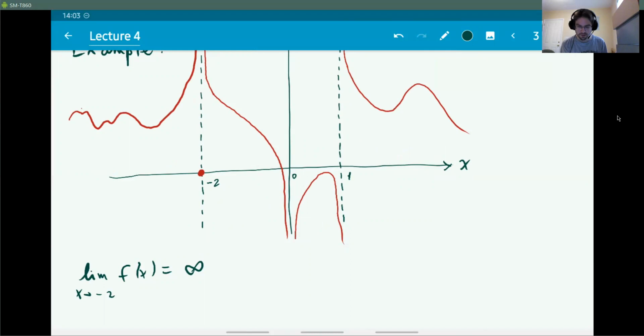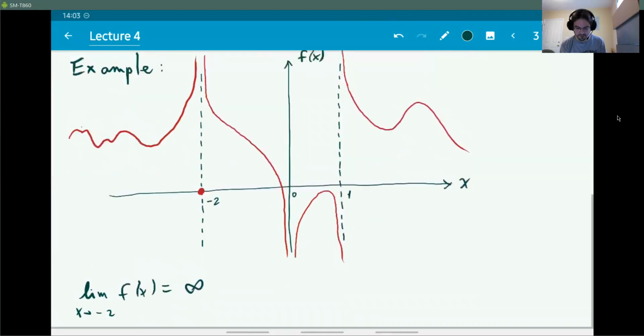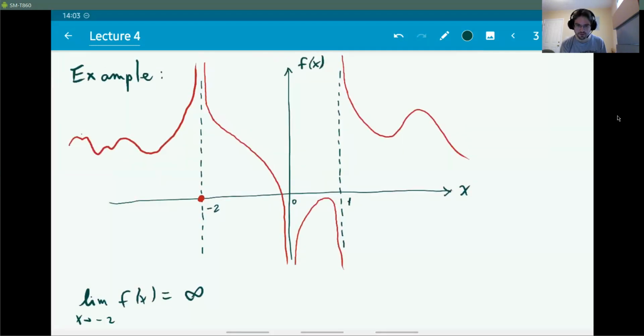Similarly, if you look around 0, the function is not even defined at 0. If you look at x equals 0, which means along the y-axis, there is no value assigned at 0, but that's okay. However, if you look around 0, at what the graph is doing, you see that it's way down there and becoming more and more negative. So the limit of this function as x approaches 0 is negative infinity.